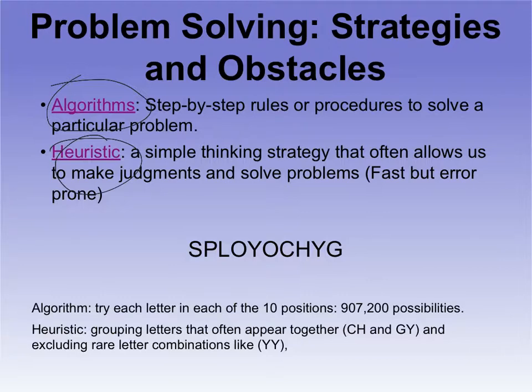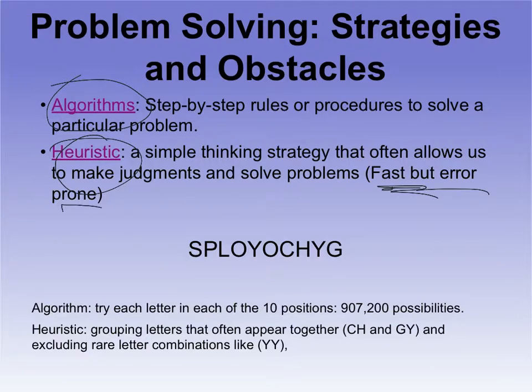So it's like using the FOIL method in algebra, or following literally a food recipe to bake cookies. You put in this much sugar, this much flour, right? And you follow exactly what the recipe says. A heuristic is a shortcut. It's a thinking strategy allowing us to make quick judgments and solve problems. So it's fast, that's the shortcut part of it, but it's also error prone.